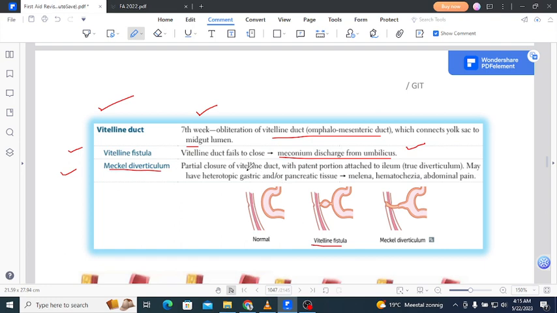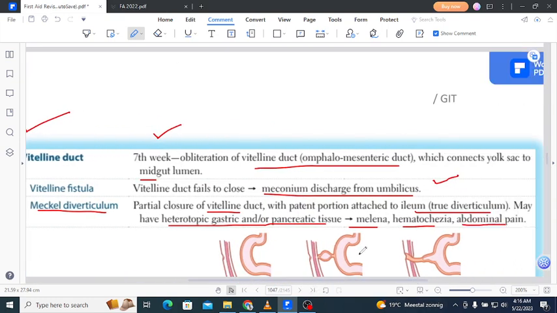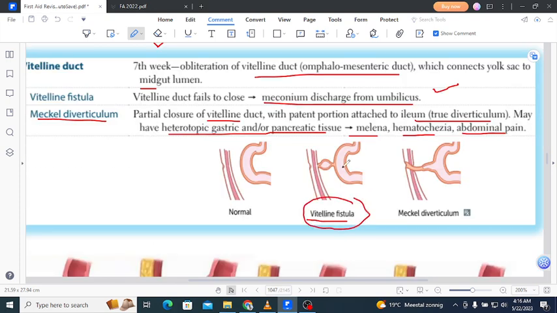There is a partial closure of the Vitelline duct with a patent portion attached to the ileum, a true diverticulum, which may have heterotopic gastric or pancreatic tissue that may cause melena, hematochezia, or abdominal pain. So the problem is that, as you can see in this picture, in the first picture we saw the Vitelline fistula, where there is a patent connection between the midgut lumen and the umbilicus, and the meconium can drain from that. In the case of Meckel diverticulum, there is a fibrosed connection between the umbilicus and the midgut lumen, and there is a true diverticulum coming out of the midgut, mostly from the ileum, and this thing is called the Meckel diverticulum.